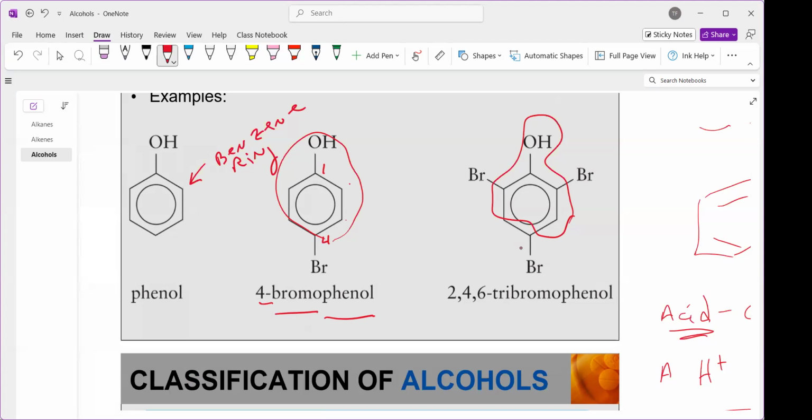Does anyone work in a clinical situation where they use phenol? I'm surprised. Usually I have a couple, three people that usually work in a clinical situation.